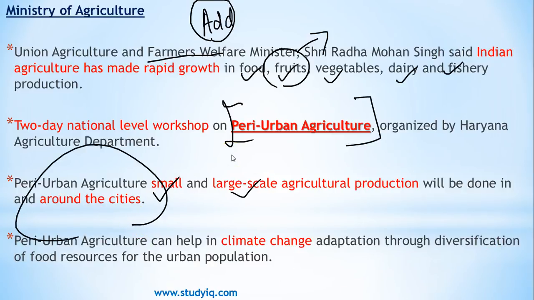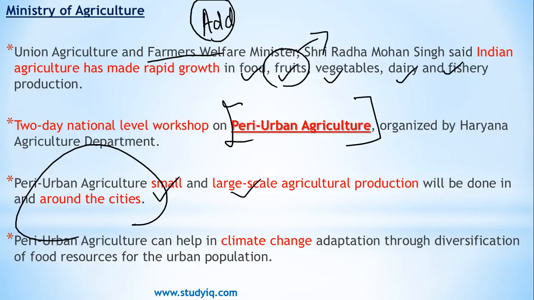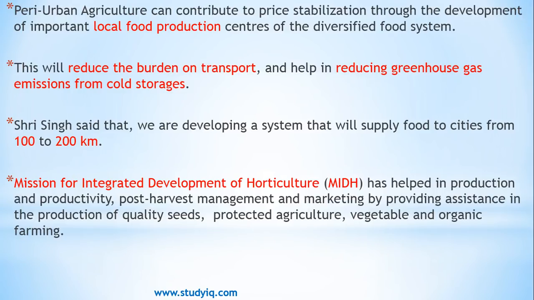You can understand that proximity or closeness to the city will reduce transportation cost. The other thing is that whatever you produce will quickly reach the direct consumer. In this way, storage cost will come down as well, and greenhouse gases emitted from transportation as well as cold storages will come down. So it is going to be a win-win situation. These are a couple of points in favor of peri-urban agriculture. You should keep them in mind, and this is, I believe, a very important topic as well.